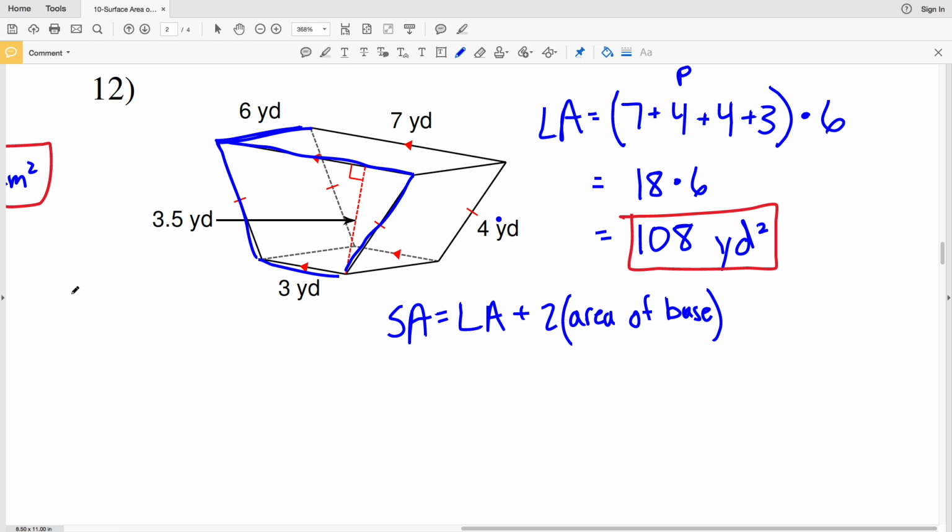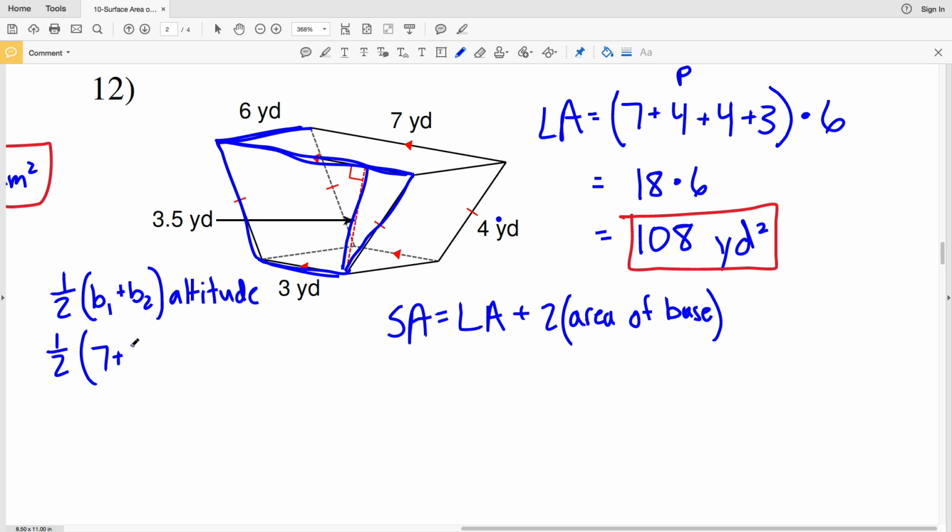For the area of a trapezoid, our formula is 1/2 of B1 plus B2 times the height of that trapezoid, or the altitude. So for this trapezoid, we'll have 1/2. One of the bases, remember, was 7 yards, plus the other base of that trapezoid was 3, and the altitude is marked by that red dashed line, which is 3.5. So we'll have 1/2 times 10 times 3.5. And that's equal to 17.5. So the area of one of the bases is 17.5.